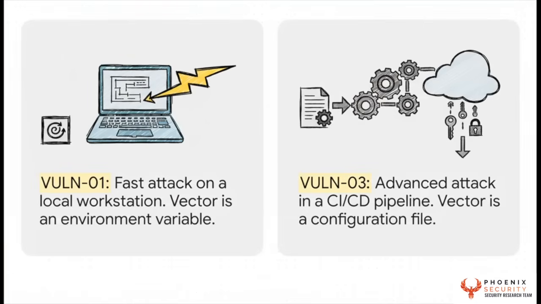Vuln01, that's the fast attack. It hits a local workstation through an environment variable. Zero interaction needed. Vuln03 is the more advanced, stealthy attack. It goes after the CI/CD pipeline using a config file, and its goal is to steal cloud credentials. So yeah, different vectors, different contexts, but the way they work under the hood feels suspiciously, almost identically the same.